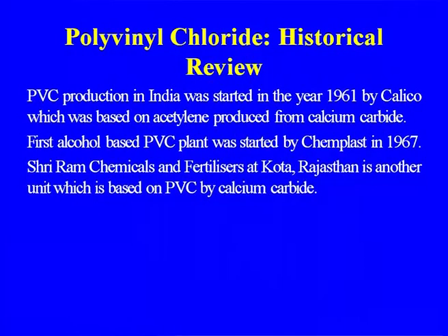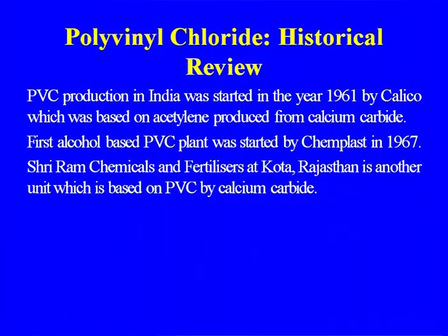Because the early stage was before the coming of the petrochemical complexes or the naphtha cracker, PVC was manufactured differently. PVC production in India was started in the year 1961 by Calico. After that the cracker plants came: the Union Carbide cracker plant, Nocil, or the IPCL, now Reliance in Vadodara. They were all during 1965, 66 and 70. The PVC production in Calico was based on the acetylene produced from calcium carbide. This is the route. Even now Shriram Chemicals and Fertilizers are making PVC by this route.